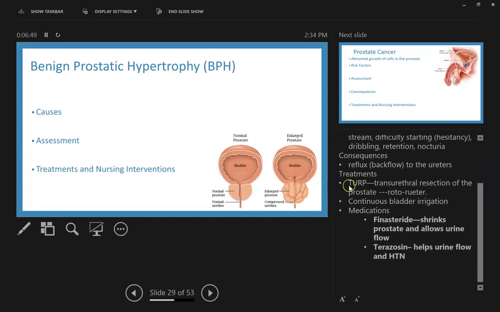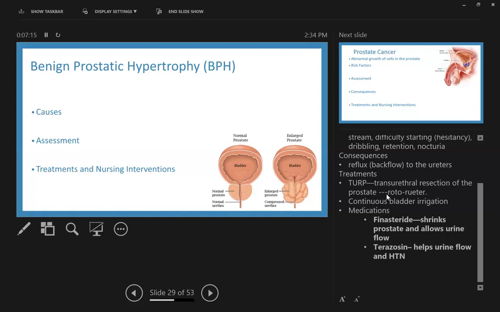Treatments. The most common treatment that we have is going to be the TURP, which is a surgical procedure. This is a transurethral resection of the prostate, also nicknamed the Roto-Rooter. For nursing care with the TURP, it is continuous bladder irrigation. So they're going to have fluid constantly running in the catheter that is in their bladder. So fluid is constantly coming in and constantly going out.